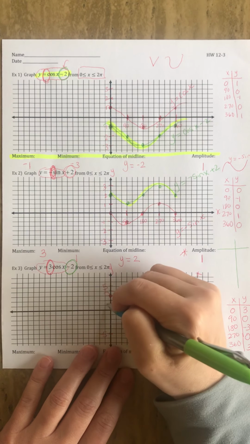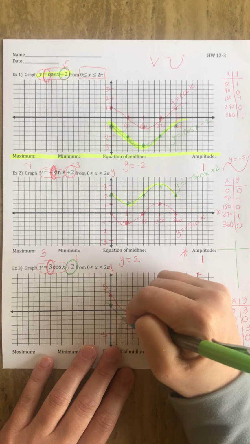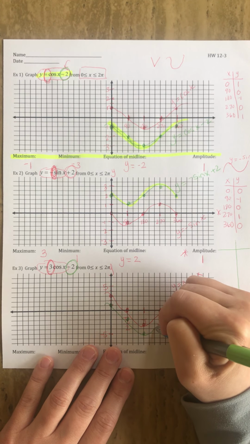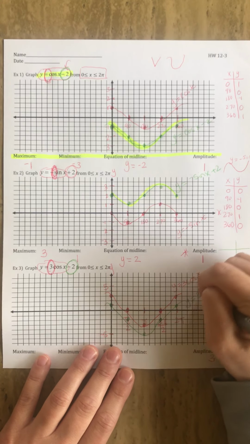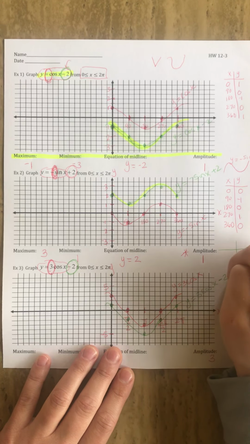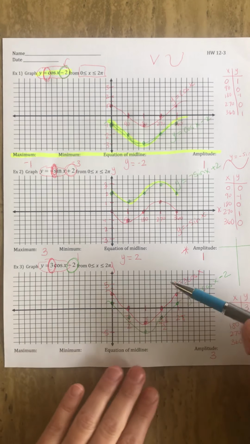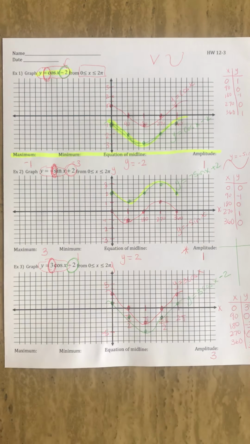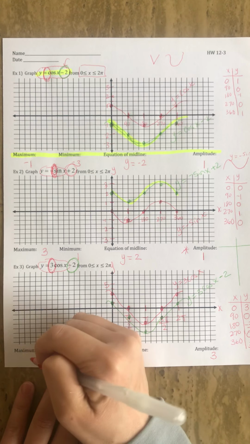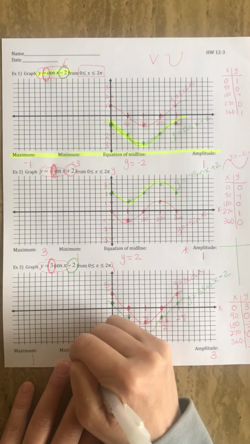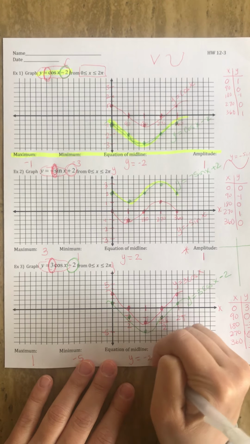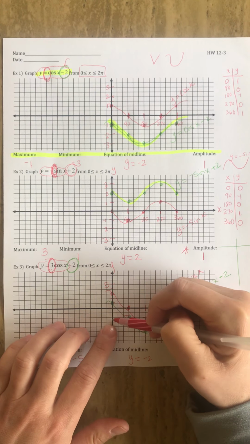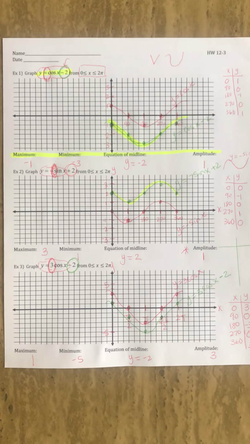Okay, and now we have our y equals 3 cosine x minus 2, with that vertical shift down 2 units. And you can see that our max is 1, the min -5. The equation, y is equal to -2. You want to find the midway between that, and our amplitude is 3.